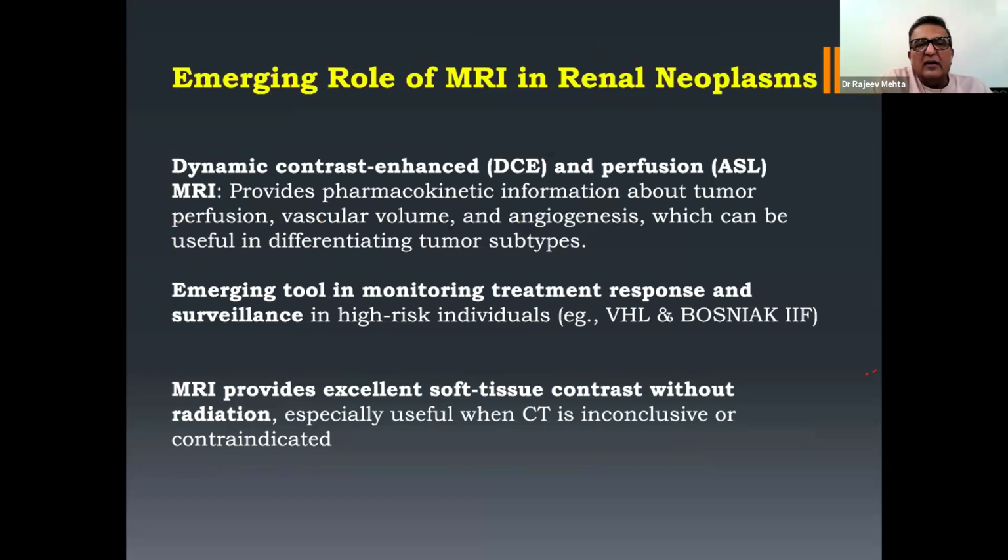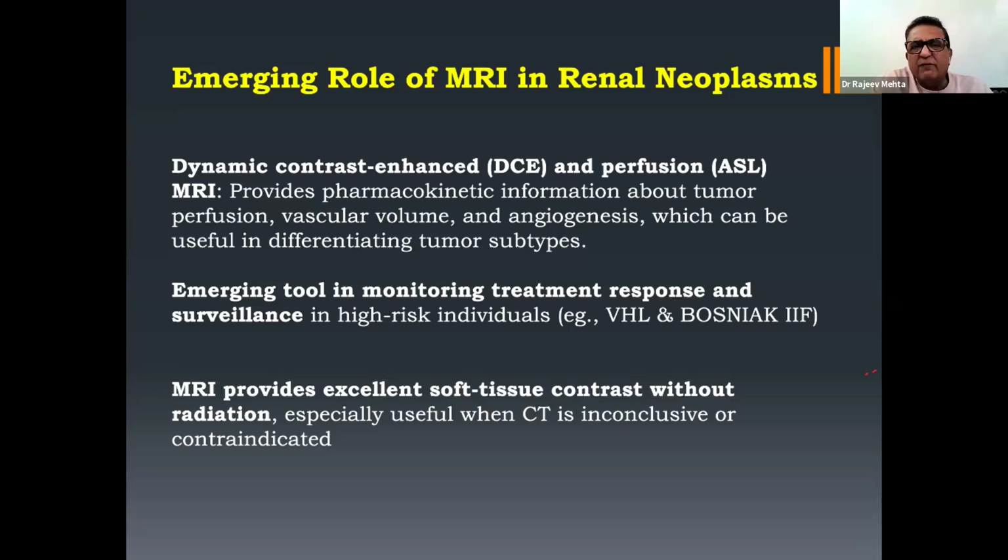Now, dynamic contrast and perfusion ASL, which I just mentioned, that is arterial spin labeling, provide pharmacokinetic information about tumor perfusion, vascular volume, and angiogenesis, which can be useful in differentiating tumor subtypes. It is an imaging tool in modern treatment response and surveillance in high-risk individuals like patients suffering from VHL or Bosniak 2F, which we have already discussed. MRI provides excellent soft tissue contrast without radiation, especially useful when CT is inconclusive or contraindicated because the patient is sensitive or allergic to iodinated contrast medium.